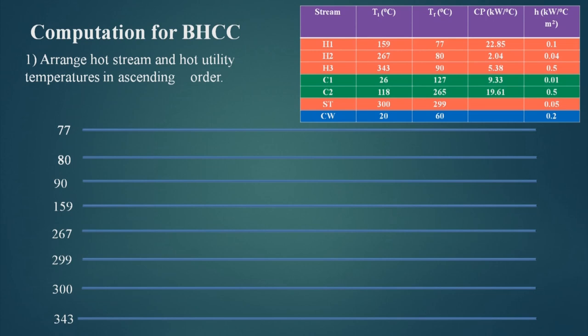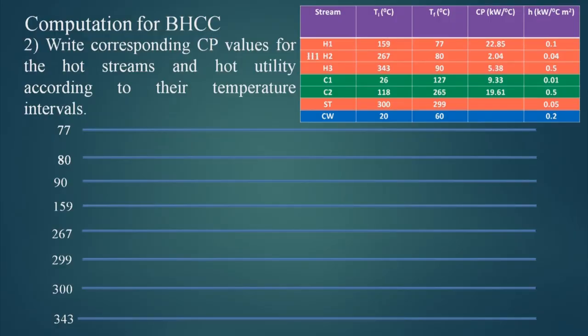So, we are going to compute the balanced hot composite curve, and that is why we will only take the data from the stream table which is related to the hot streams, that is H1, H2 and H3, and the steam which is the hot utility. When we consider the supply and target temperatures of the streams, we find that 77 is the minimum temperature of the hot streams including hot utility, and 343 is the highest temperature. Now, we write down the corresponding CP values for the hot streams and hot utility according to the temperature intervals.